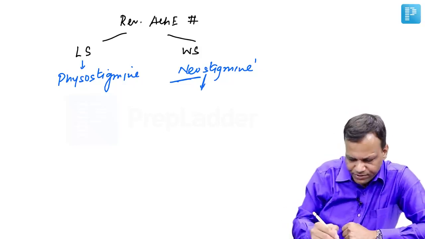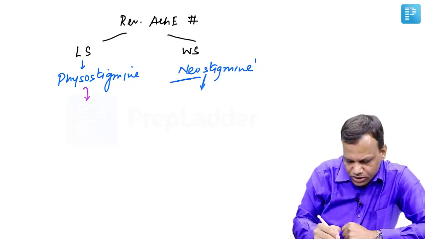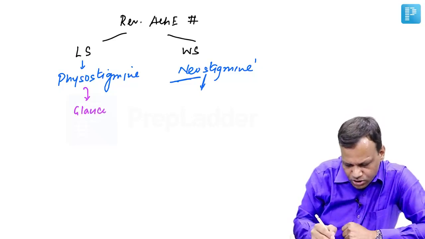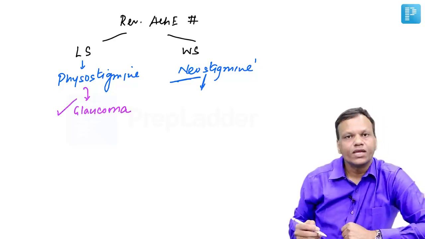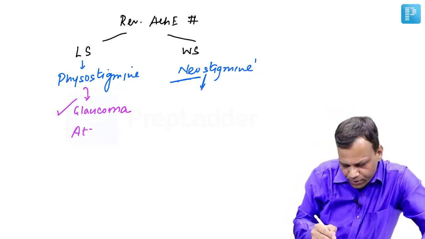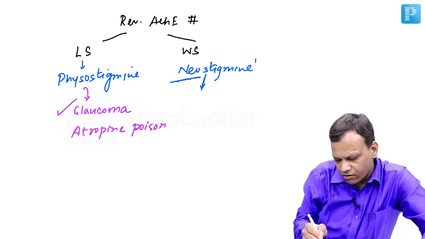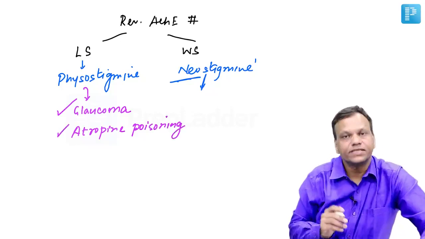So physostigmine is a lipid soluble drug, so it can cross the membranes, so it can enter the eye, so we can use it in glaucoma. So physostigmine is used in angle closure glaucoma. Second thing, physostigmine can enter the brain also, so it is used in atropine poisoning. Physostigmine is the drug of choice for atropine poisoning.